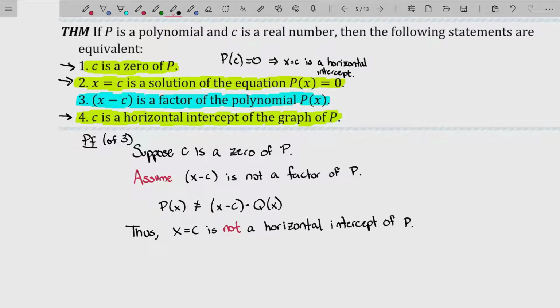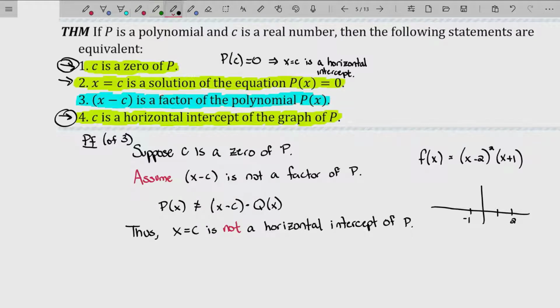So this implies that x equals c is definitely not a horizontal intercept of the function p. Why is that the case? Because if you go to graph any type of polynomial, think about any polynomial, like f of x is equal to x minus 2 squared times x plus 1. The zeros of that polynomial, 2 and negative 1, are where your curve strikes the x-axis. We know that from this and from this.